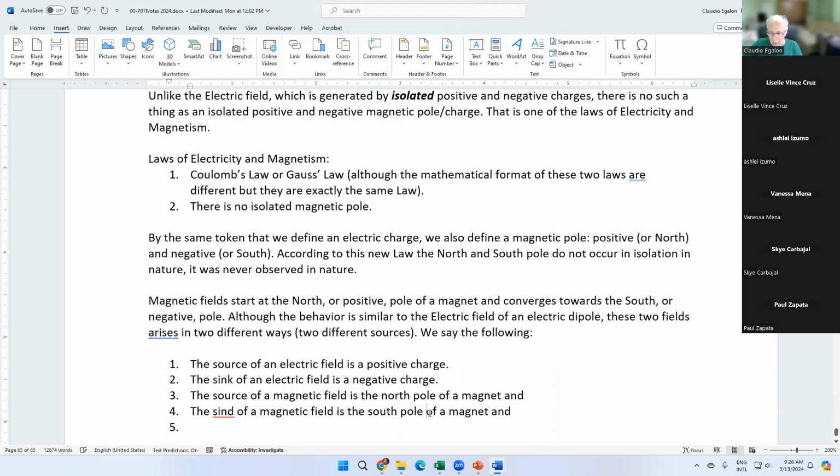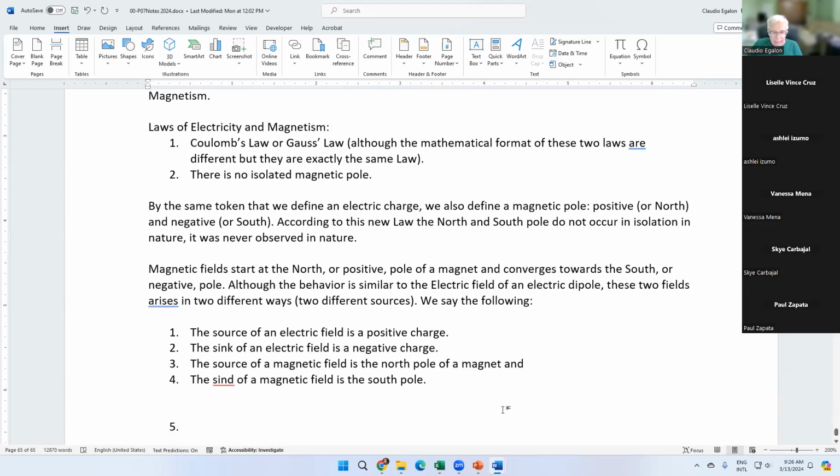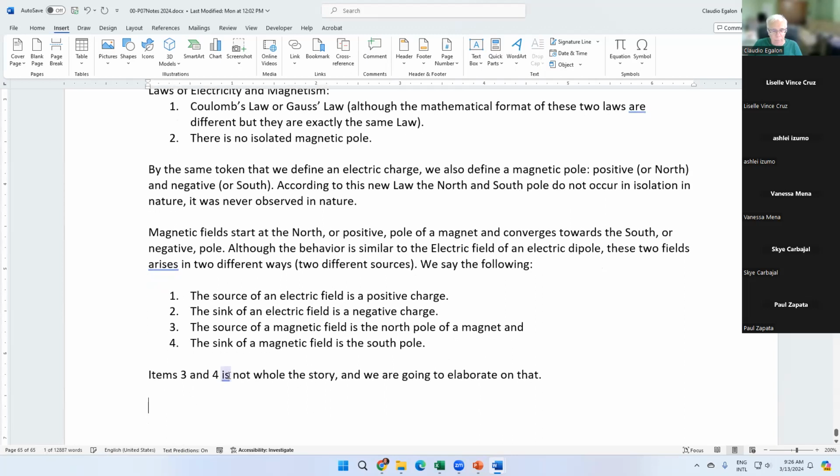But we can elaborate on that even more. I'm going to write that down here: items 3 and 4 are not the whole story. We are going to elaborate on that very soon.